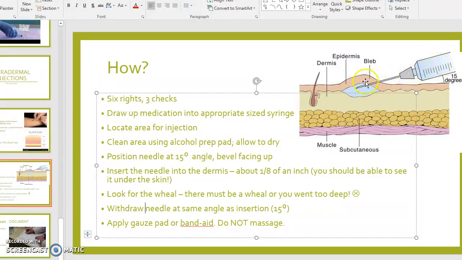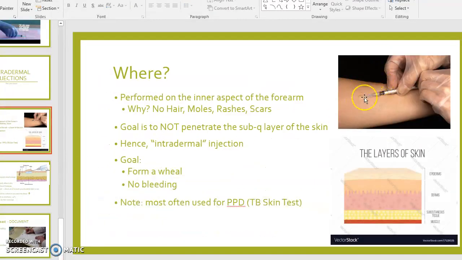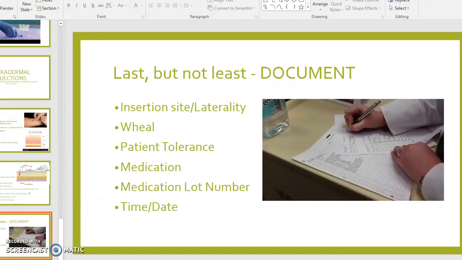You'd administer the medication, and then you withdraw the needle at the same angle as you inserted it, which is 15 degrees in this case. And then you'll apply a gauze pad with tape over top of it, or a Band-Aid. You do not massage the TB skin test. We do not want it to go out into the skin. We want to be able to see this wheal, okay?